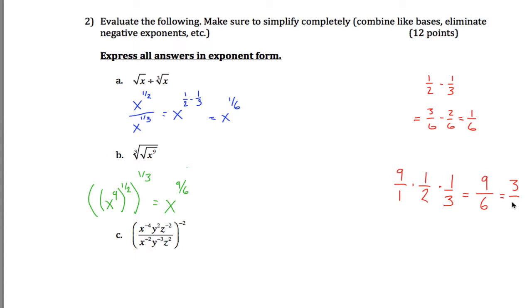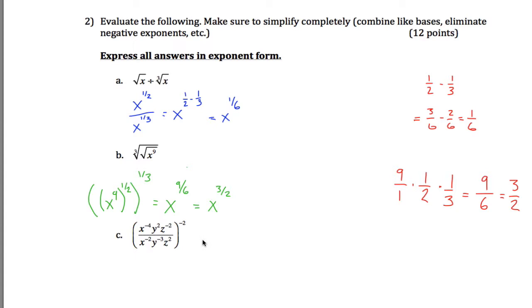However, 9/6 reduces. They're both divisible by 3. So 9/6 is the same as 3/2. So instead of x to the 9/6 power, you could write this as x to the 3/2 power. I think that's good. I think you can leave it just like that.